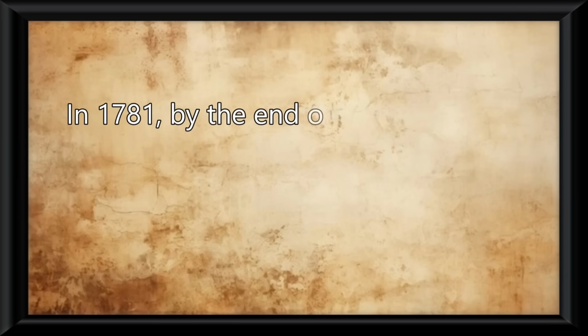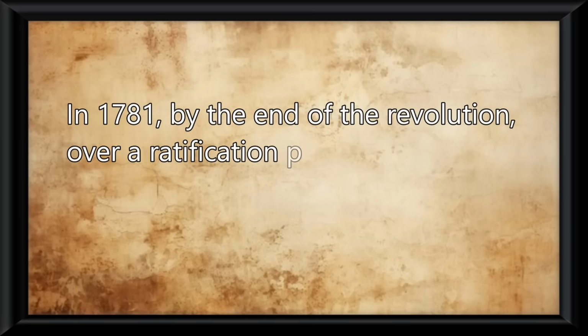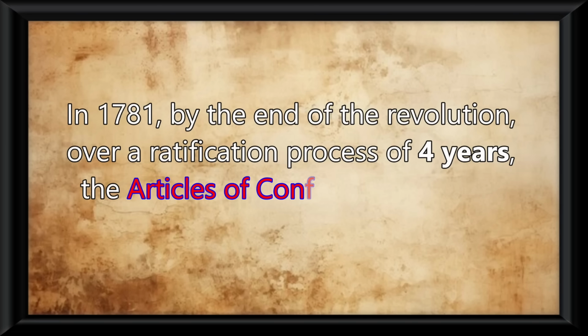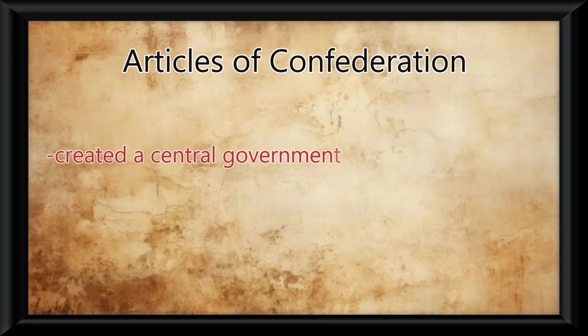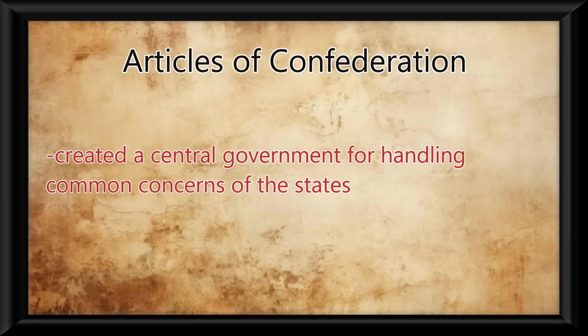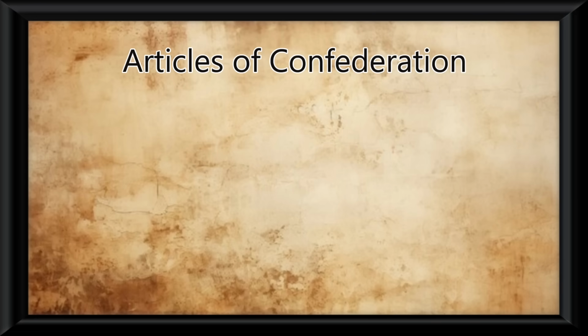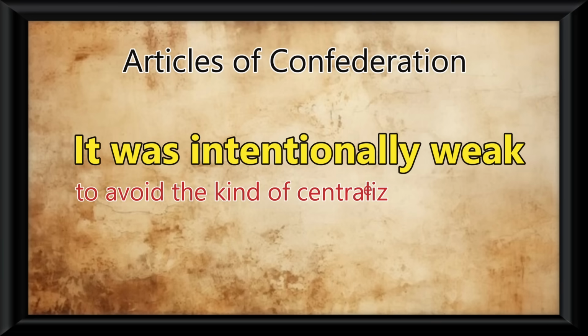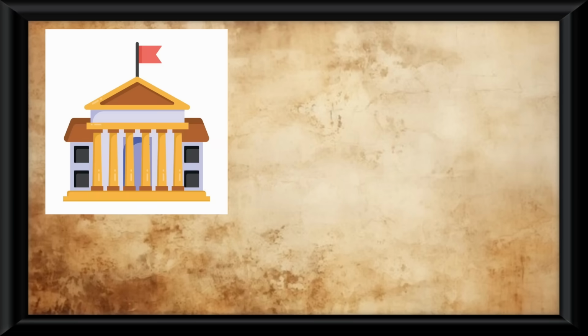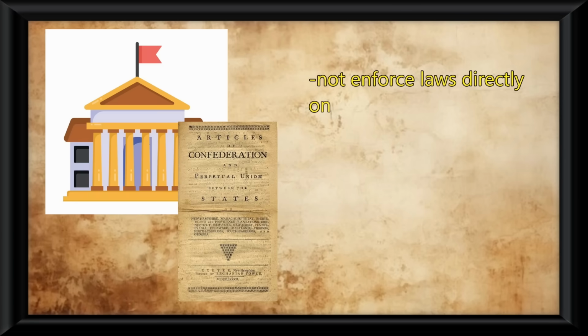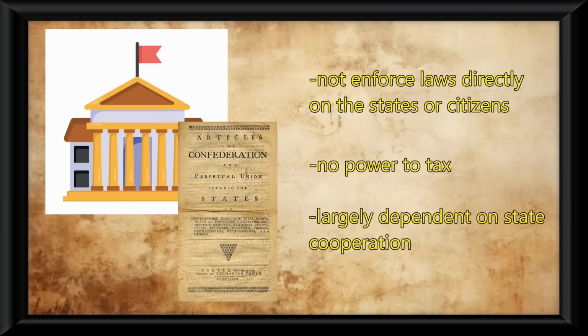In 1781, by the end of the Revolution, over a ratification process of 4 years, the Articles of Confederation finally came into power. The Articles created a central government for handling common concerns of the states, like diplomacy, defense, and managing Western territories. However, it was internally weak to avoid the kind of centralized authority that the colonies had rebelled against. The federal government created by the Articles could not enforce laws directly on the states or citizens.